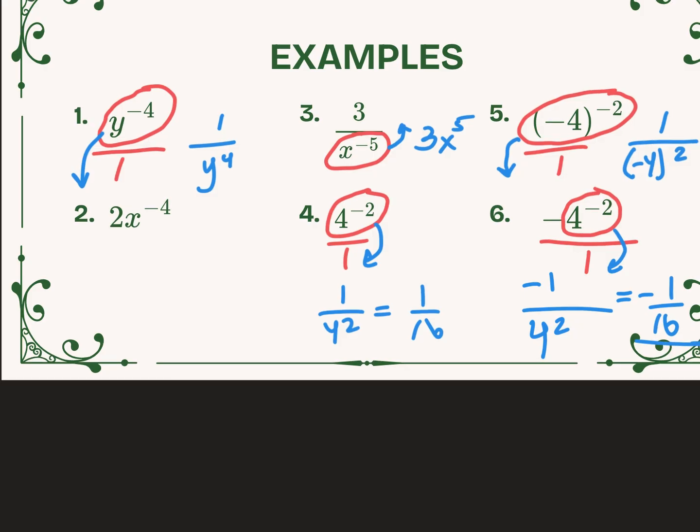What am I going to circle in number 2? The x. Very good. The only thing I'm circling is x to the -4. If they wanted that 2 to be included, it would be in parentheses. So remember, this is over 1.